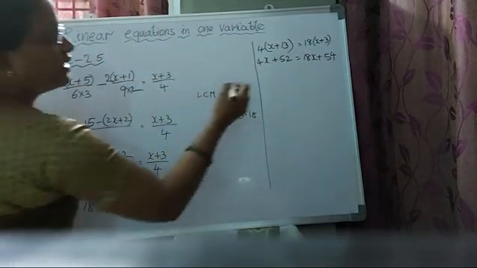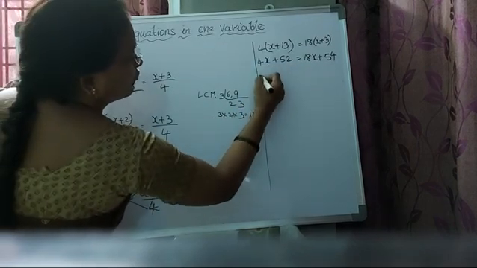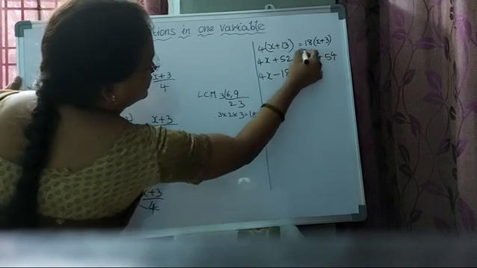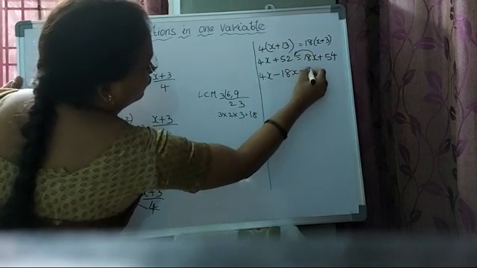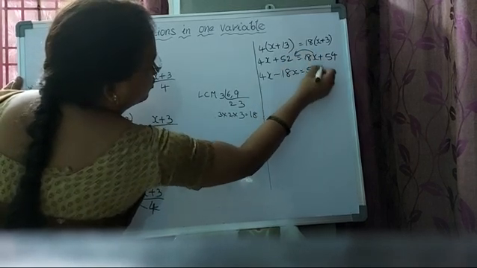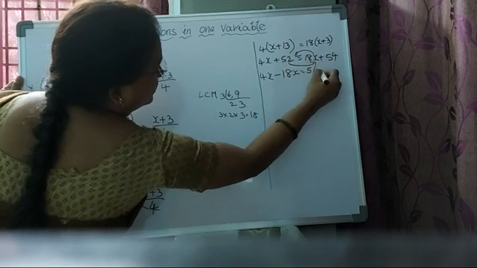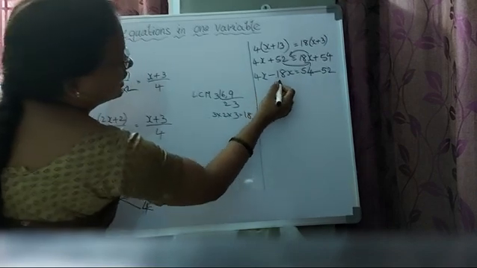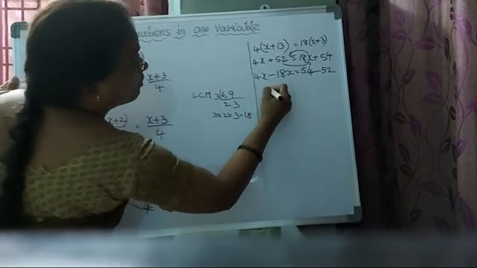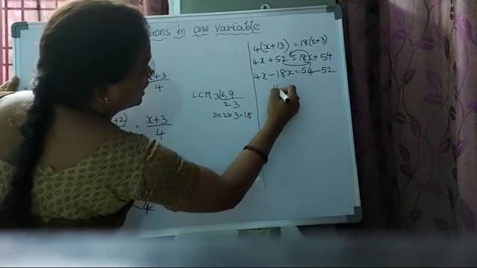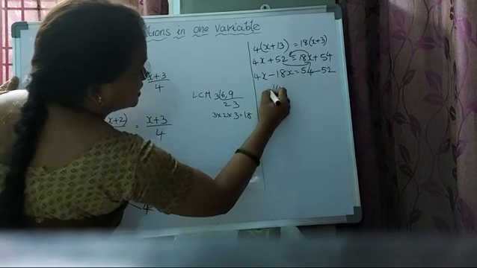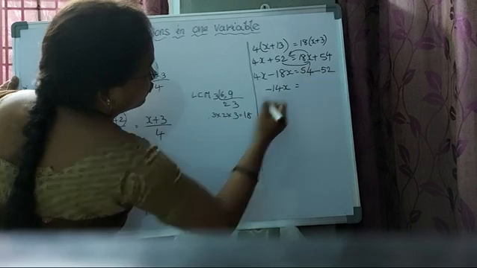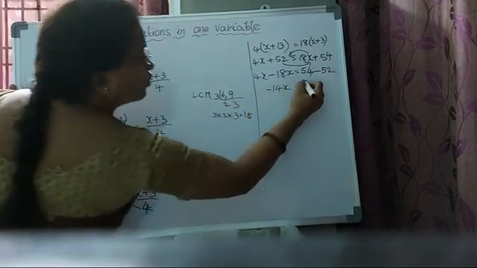Only 54. Like terms: the variable terms 4x you take to the left hand side, minus 18x. Here 54, bring this one to the right hand side, that is minus 52. So 18 minus 4 is 14. Before the big number minus is there, so minus x is equal to 54 minus 52, which is 2.